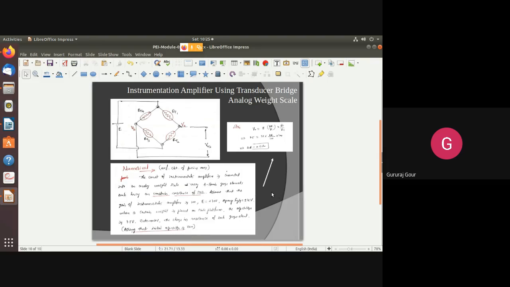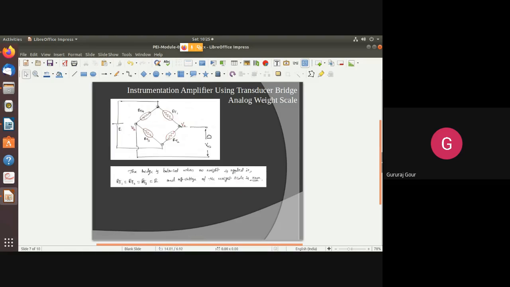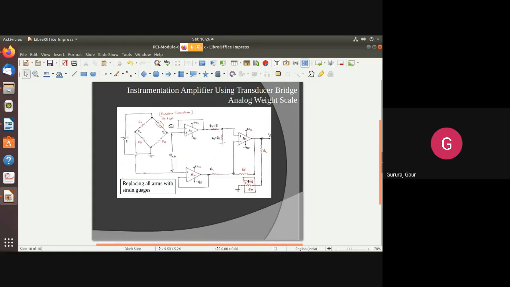We'll take up one example here before we wind up. Many examples are there. I insist you refer to the study material that I already uploaded in Google Classroom. The circuit of the instrumentation amplifier, the same circuitry, always keep in mind. Whenever you are dealing with temperature measurement or the analog weighing scale, you have to keep this in mind. So here, the circuit of the instrumentation amplifier means both this one and this one.